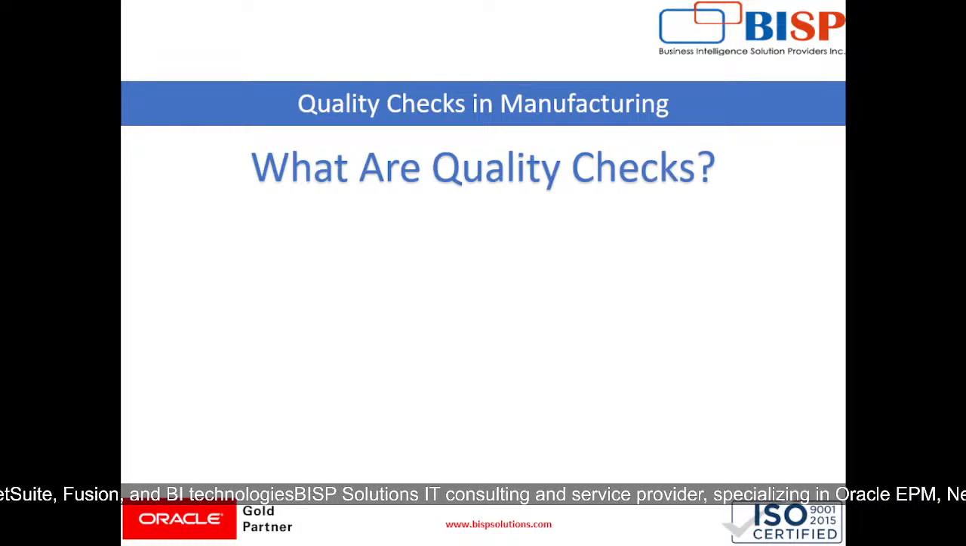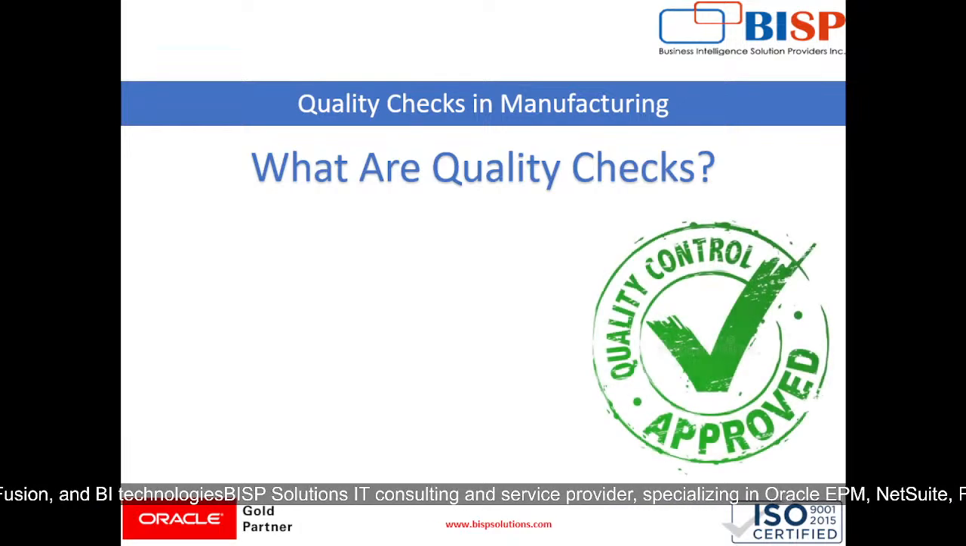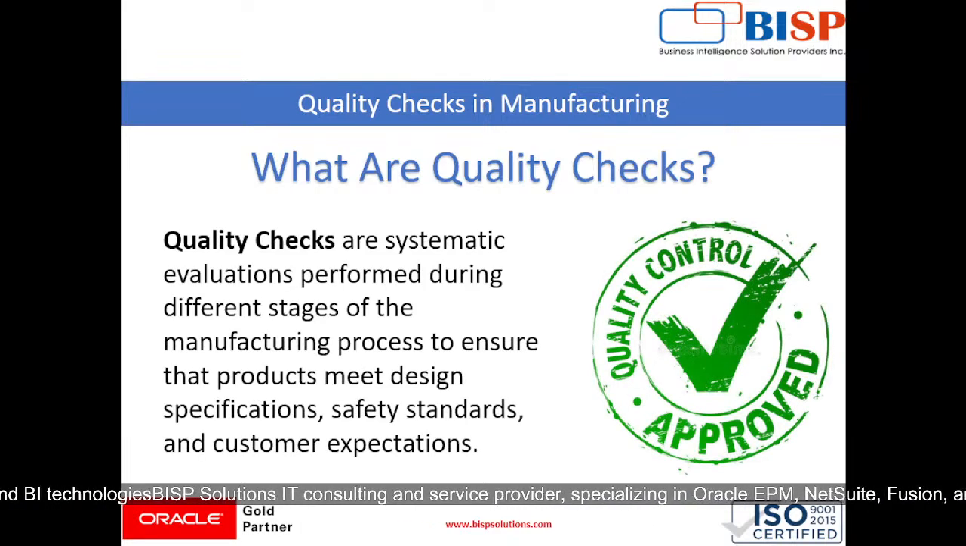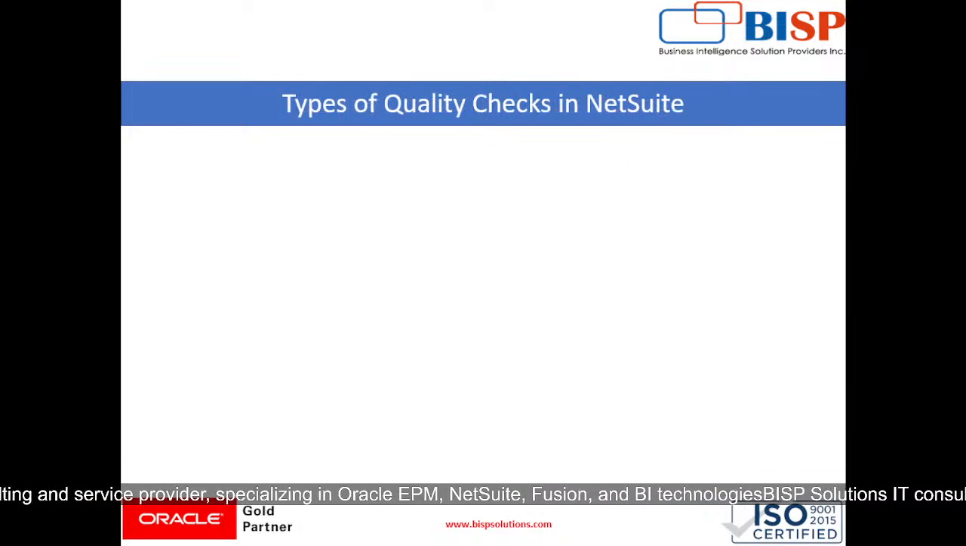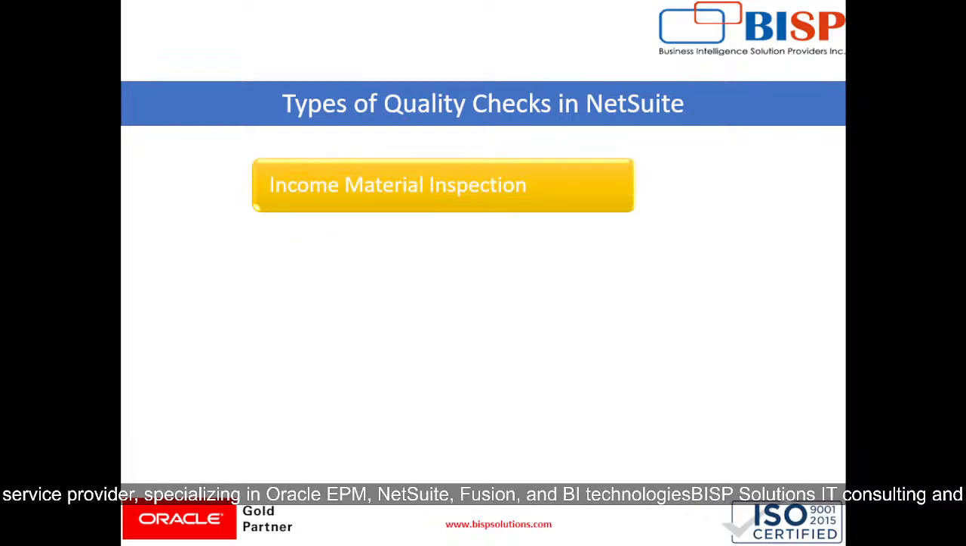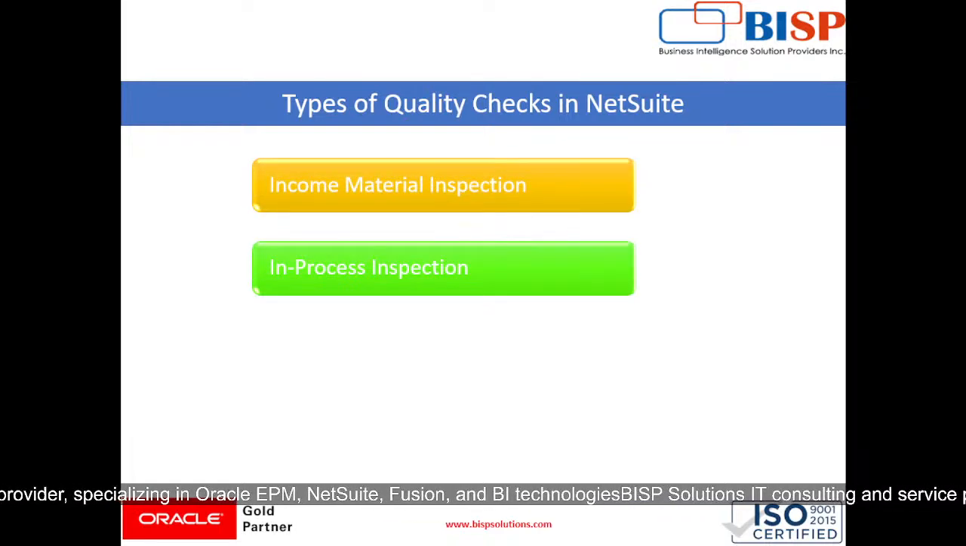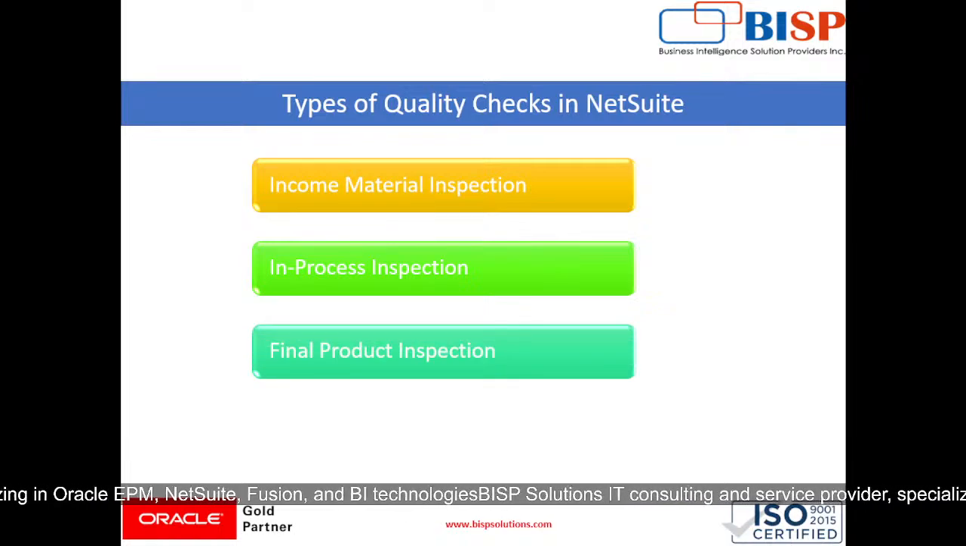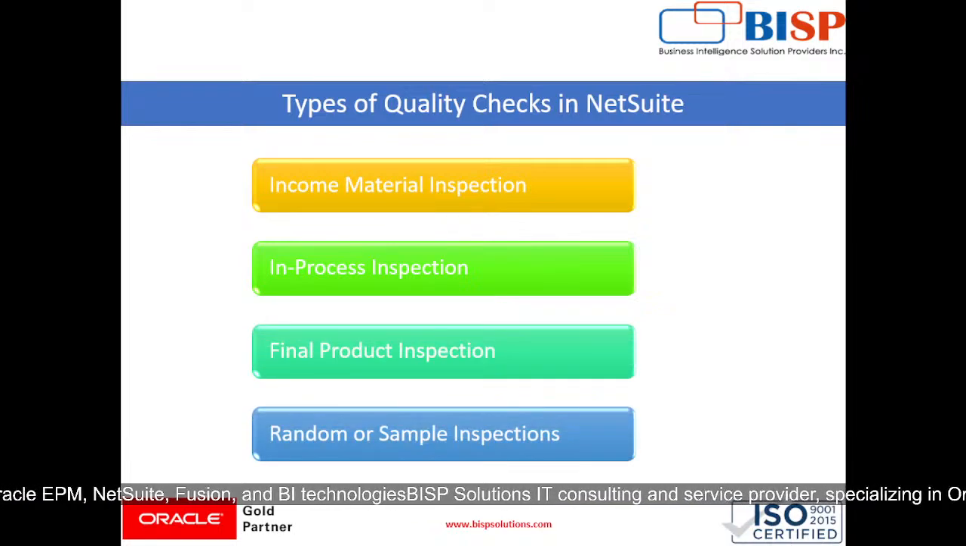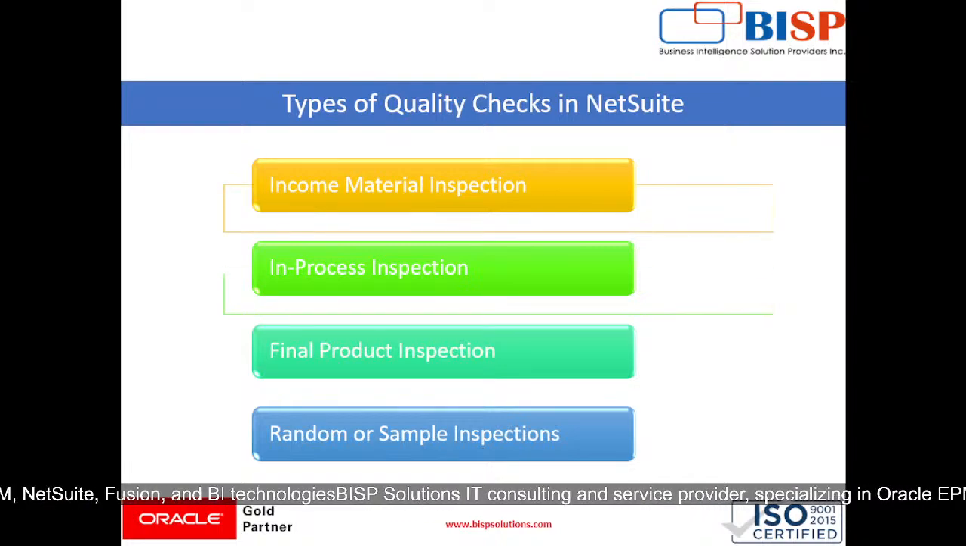Then quality checks in manufacturing. So what are quality checks? They are systematic evaluations performed during different stages of the manufacturing process to ensure that products meet design specifications, safety standards, and customer expectations. The types of quality checks in NetSuite are incoming material inspection, in-process inspection, final product inspection, and random or sample inspection.